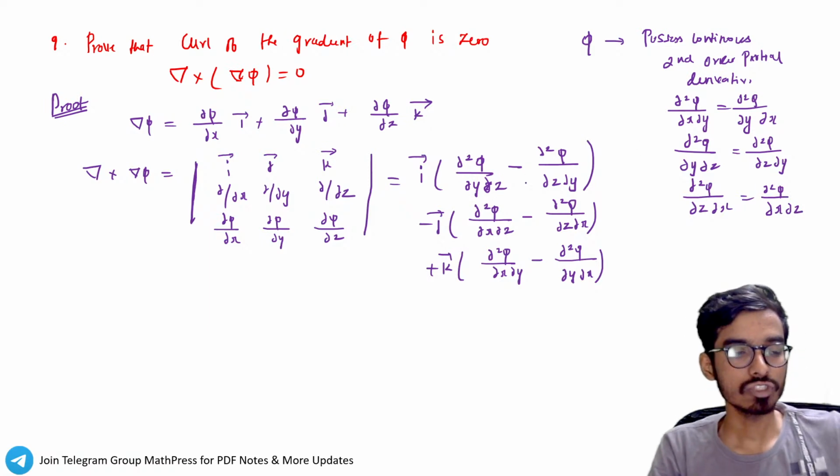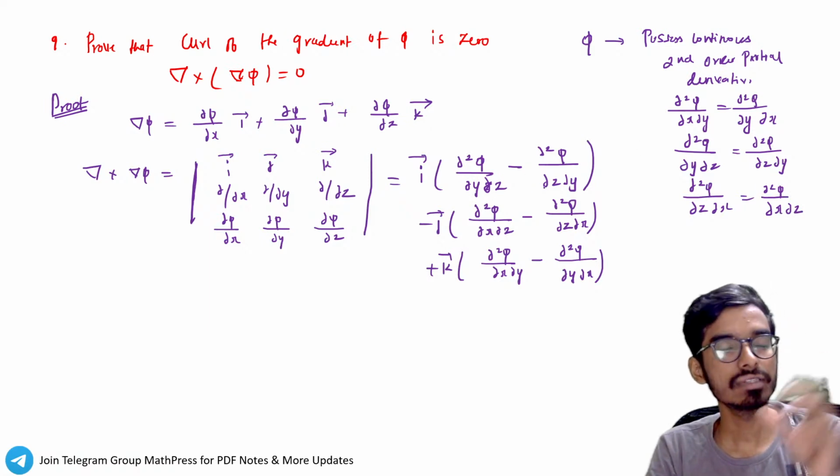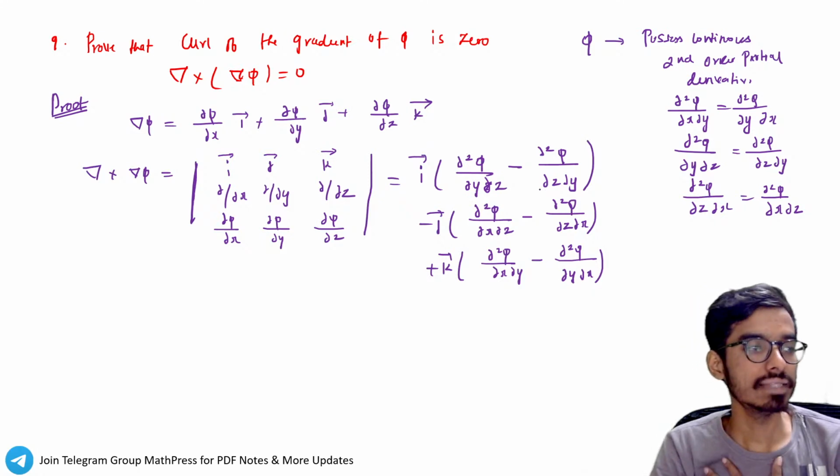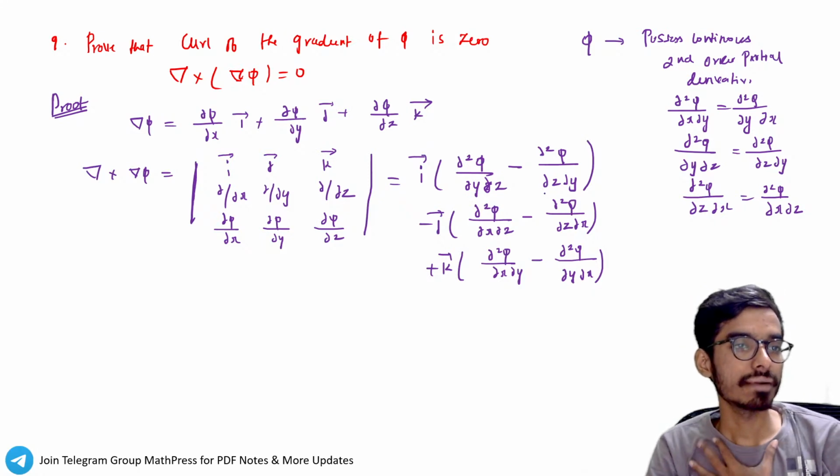Now, if we assume this, actually the question is redundant. They have to tell that this phi has continuous second order partial derivatives.